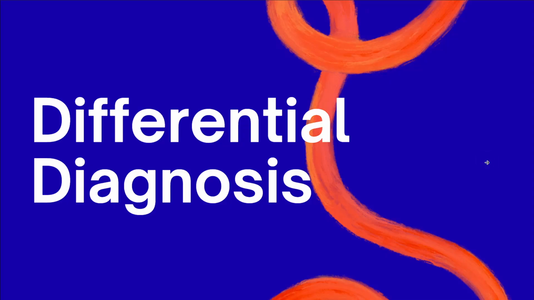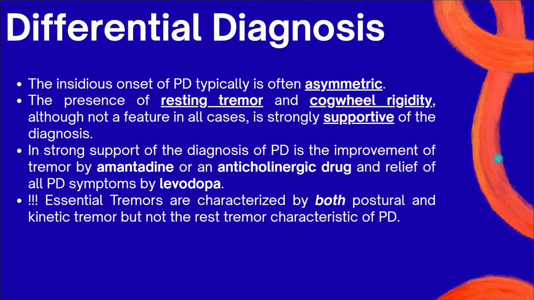So the differential diagnosis for Parkinson's. Usually, if you want to differentiate Parkinson's from other conditions, the early symptoms are often asymmetric. And again, resting tremor and cogwheel rigidity can be supportive of the diagnosis because those are the cardinal features. And again, if you provide medications like levodopa, there is a positive response.